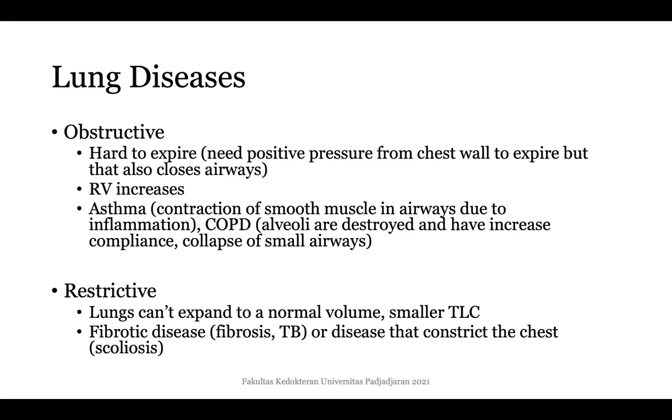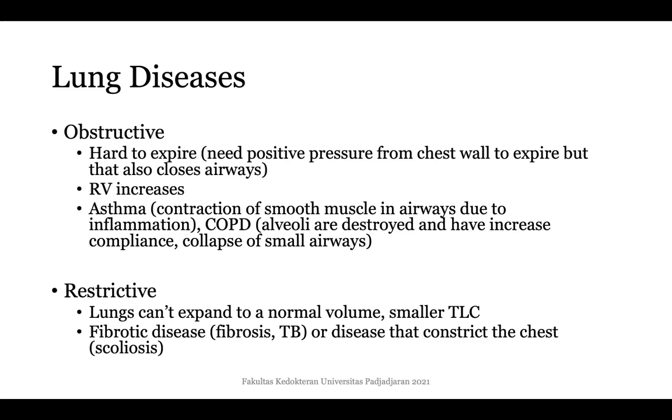Another example is COPD, chronic obstructive pulmonary disease, which usually comes in two types. The first is chronic bronchitis, where you have a lot of mucus in the airways. The second is emphysema, where the alveoli are destroyed. The problem is due to a lack of elastic tissue, which means the lung is very easy to open and fill, but it doesn't have the recoil to exhale. In some of these diseases, you can also get collapse of the small airways.